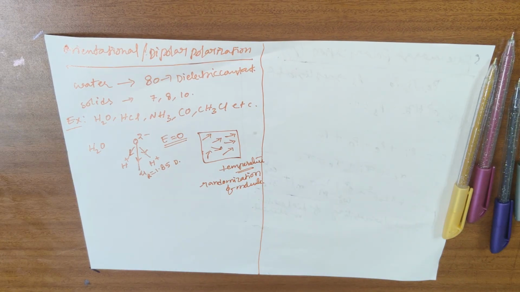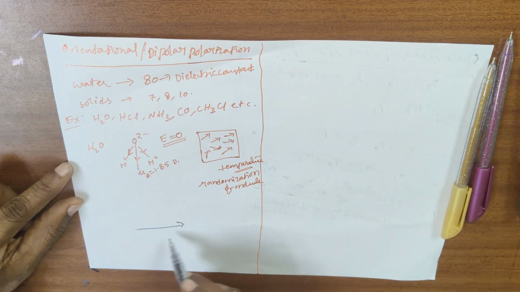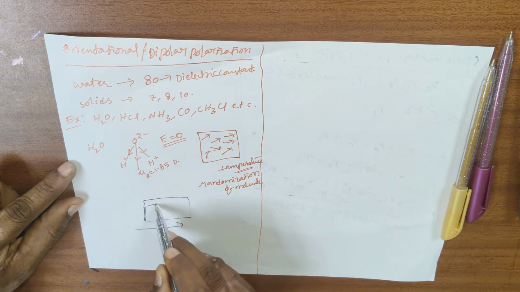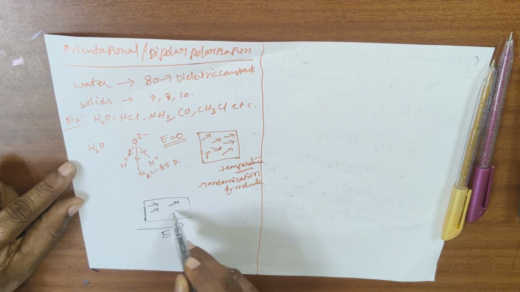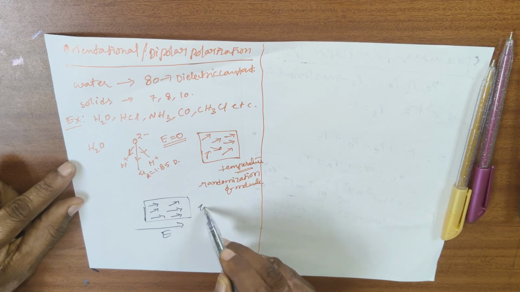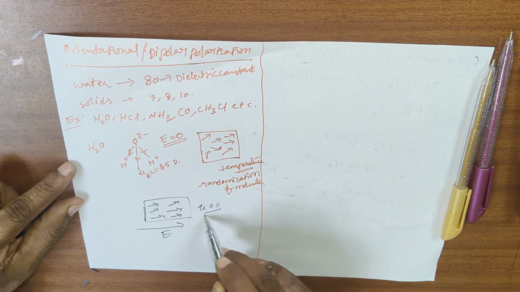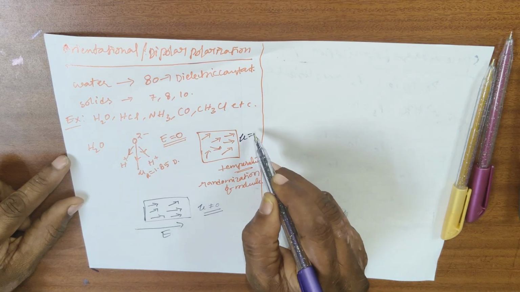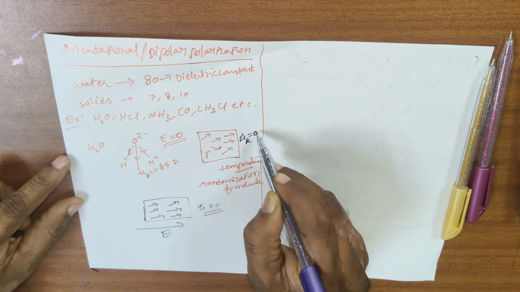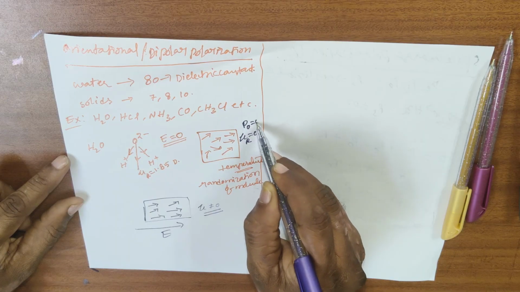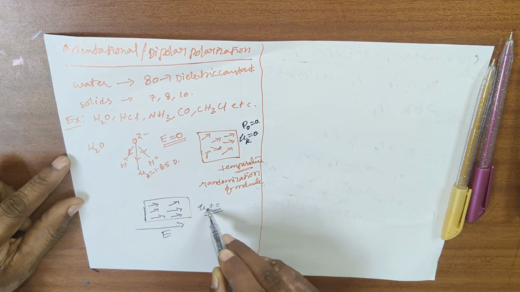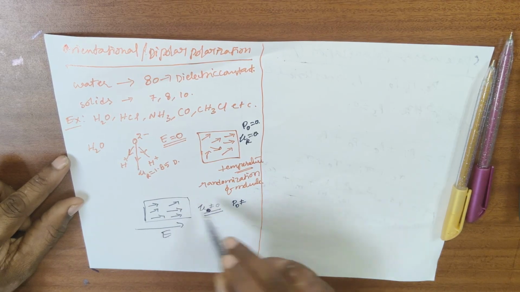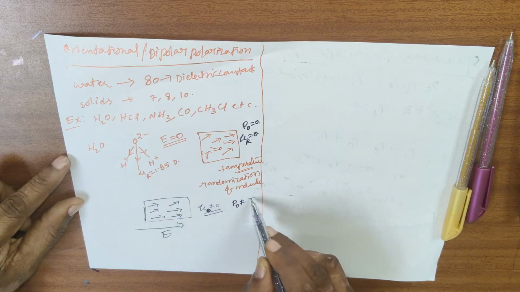Okay, if we apply an electric field E, these dipole molecules will align in one particular direction. Here the dipole moment is not equal to 0, and some dipole moment occurs in these molecules. In the random case, the resultant dipole moment is 0 and the orientation polarization is also 0. Here the dipole moment is not equal to 0, and some orientation polarization occurs if you apply an electric field.